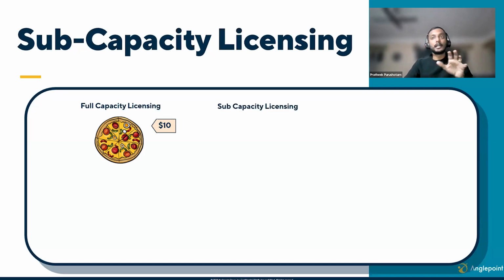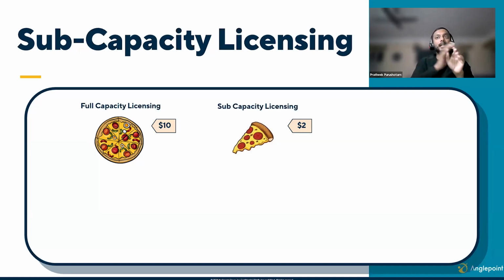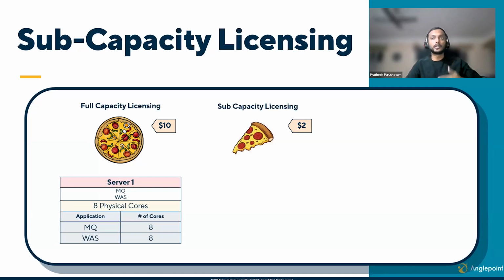But sub-capacity licensing is a provision from IBM, an option for customers to buy just a slice of pizza instead of an entire pizza. So instead of paying the entire $10, you'll pay only $2, because that's what you need. That is how you can relate full capacity versus sub-capacity. Now, taking this analogy to the server level, we have one physical server hosting MQ and a middleware software on an 8-core machine. You will need a license for all 8 cores, it doesn't matter whether you're utilizing only two cores or one core of that server. That's where full capacity comes in.